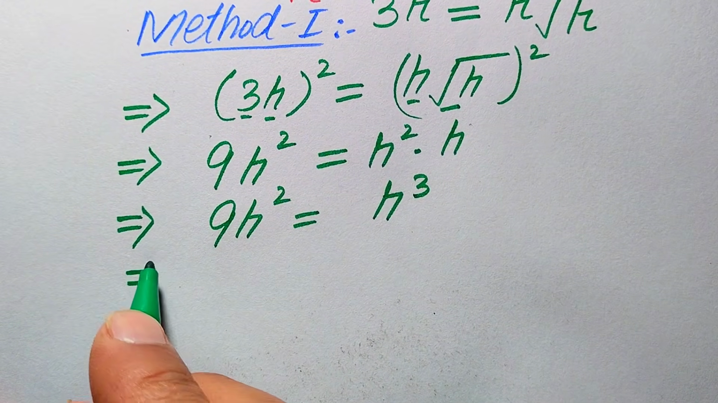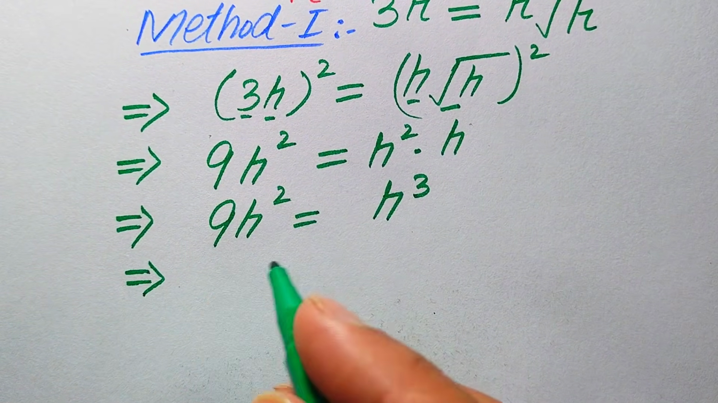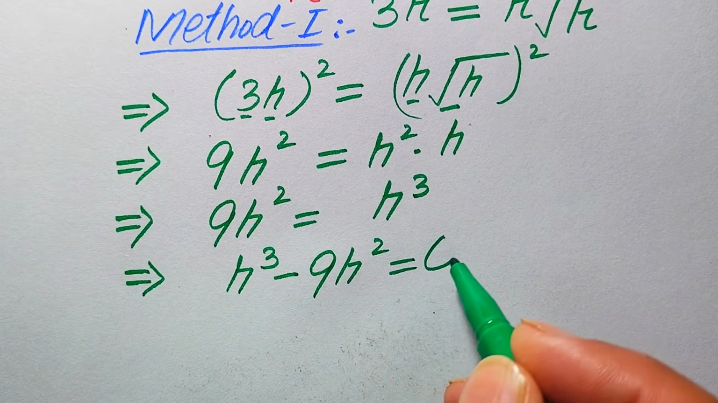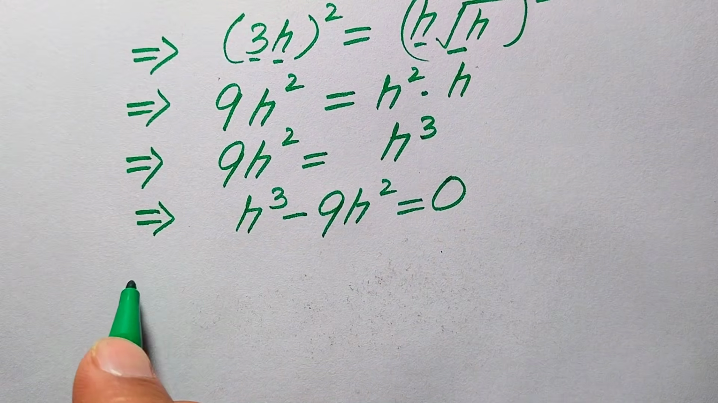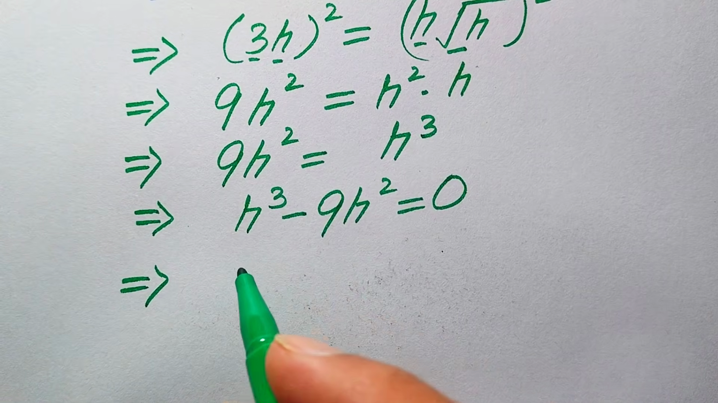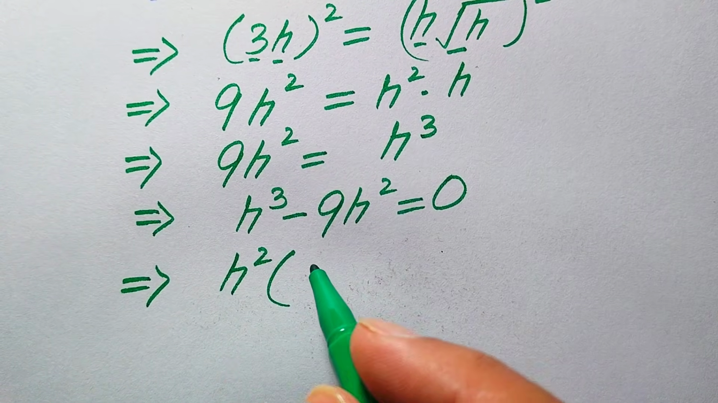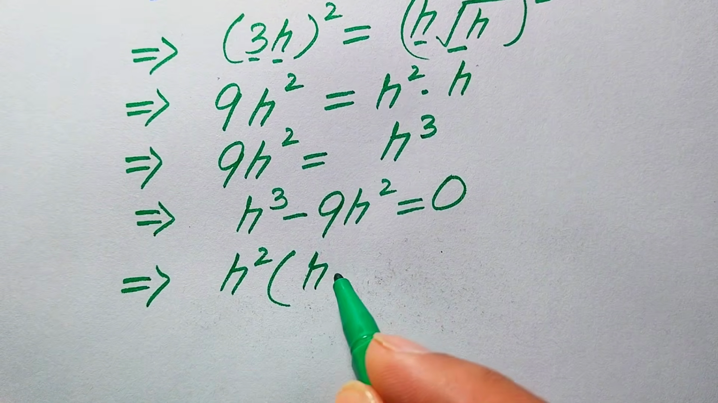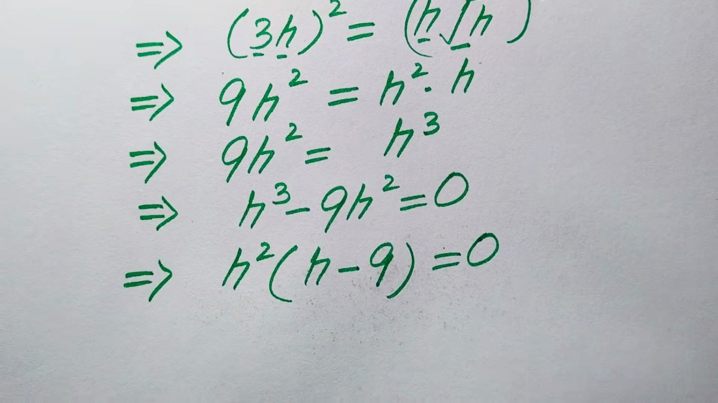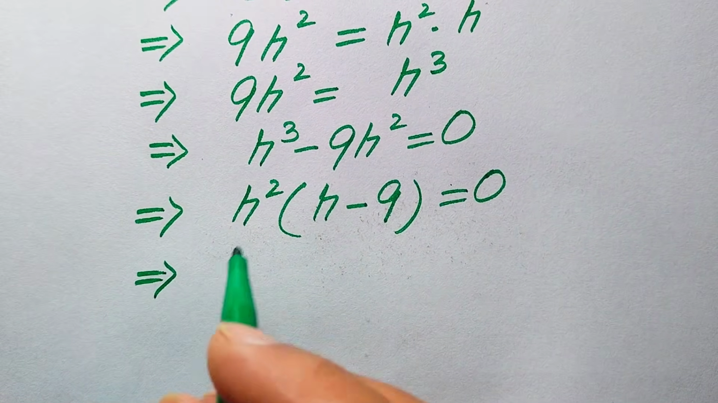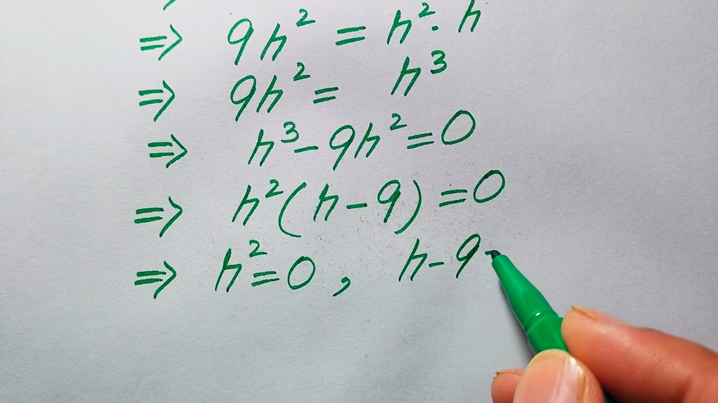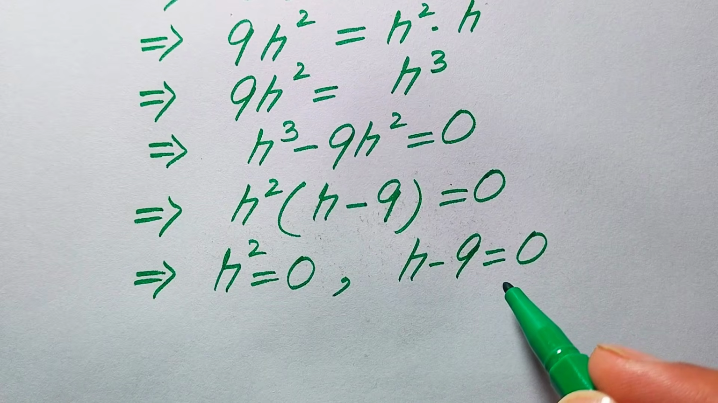Now in the next step, we move 9h squared from the left hand side to the right hand side, and it will be written as h cubed minus 9h squared, and this whole equation is equal to 0. Further, you see here both of these terms involve h squared, so we take h squared common from here, and the remaining values are h from here minus 9 from here, and this whole equation is equal to 0. Now we divide this equation into two cases. The first case is h squared is equal to 0, and the second case is h minus 9 is equal to 0.